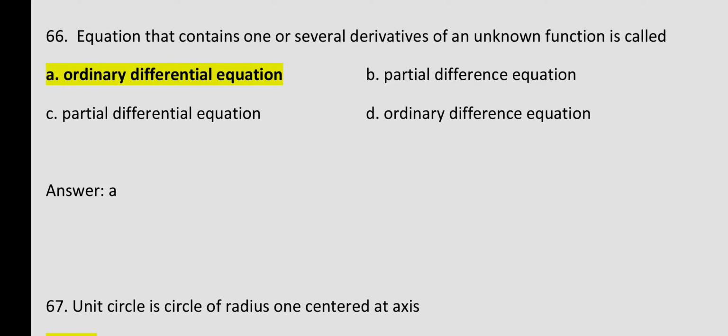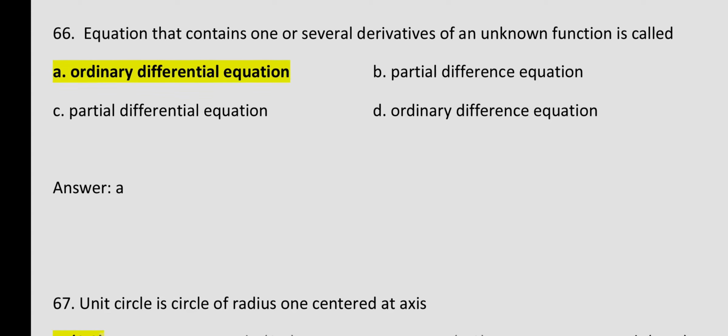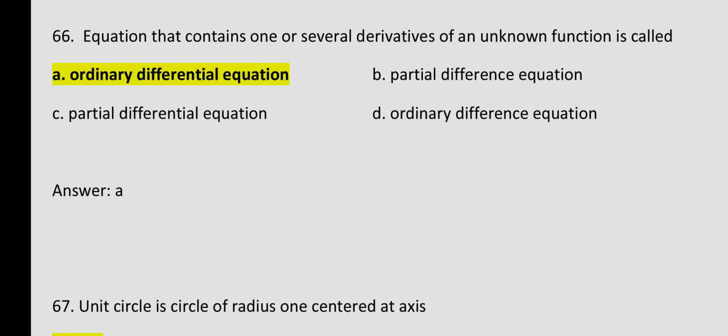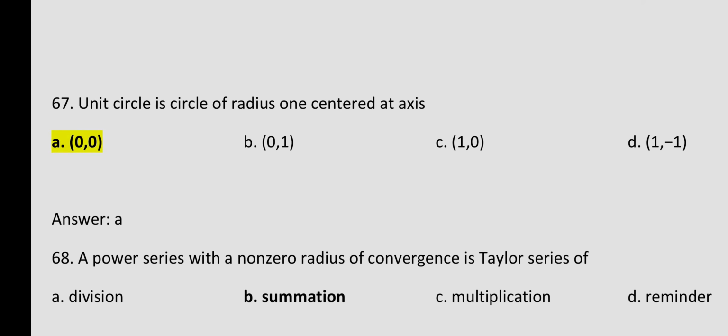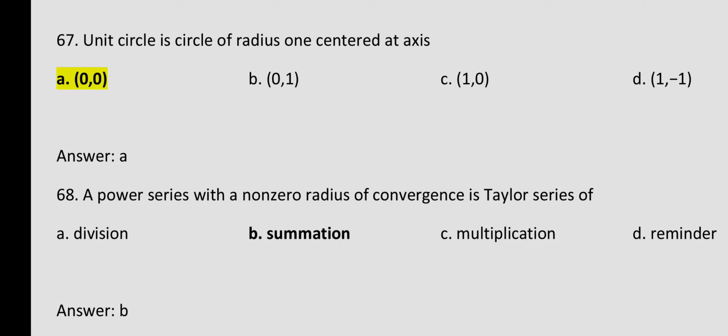Equation that contains one or several derivatives of one unknown function is called ordinary differential equation. Yun po ang sagot natin dyan. Pag nakita mo yan, ang sagot dyan ay letter A. Next, number 67. Unit circle is circle of radius 1 centered at axis. Siyempre, alam naman natin, pag unit circle, doon siya sa axis na 0, 0. Sagot ay letter A sa number 67.